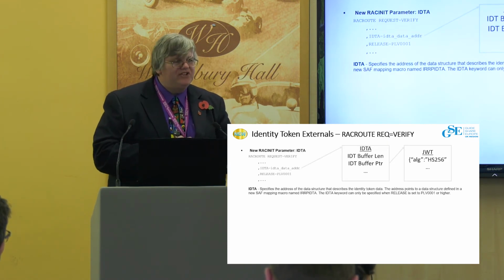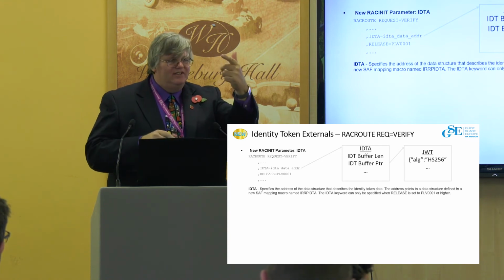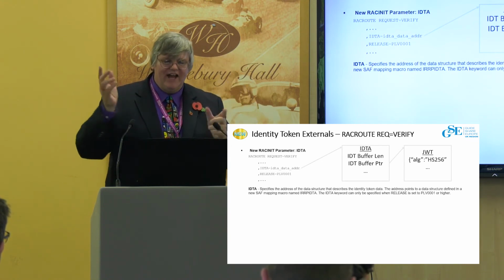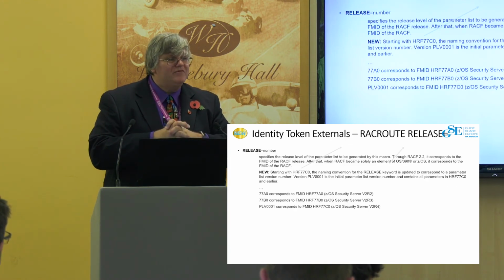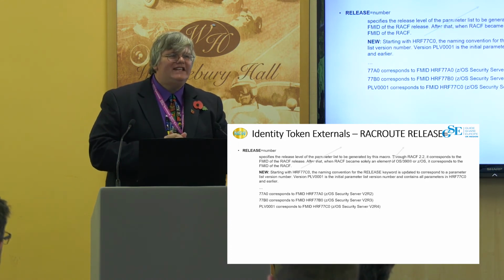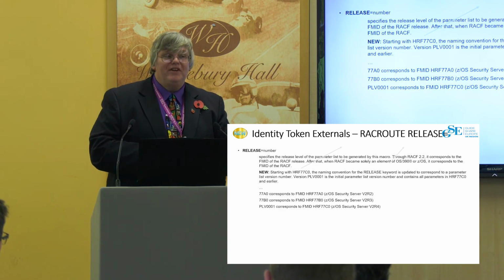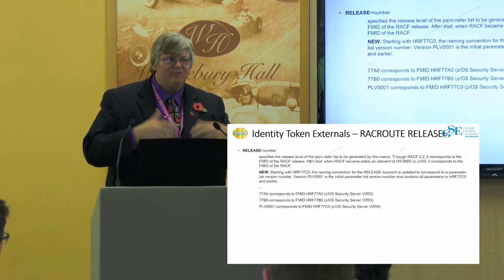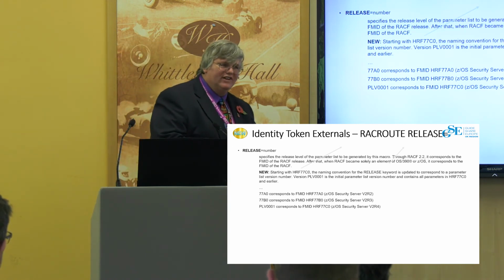How do you pass this information in? RACROUTE REQUEST=VERIFY has an existing field that we're changing, IDTA. You pass us an address of a length and the actual data, and life is good. For those of you who write assembly language programs and have been doing that for RACF with RACROUTEs and stuff like that, big change. The RELEASE= parameter, which probably would have been RELEASE=77C0 for the current FMID, we're moving away from that because in this environment where we're shipping support back so much, we are now going to a parameterless version identifier.